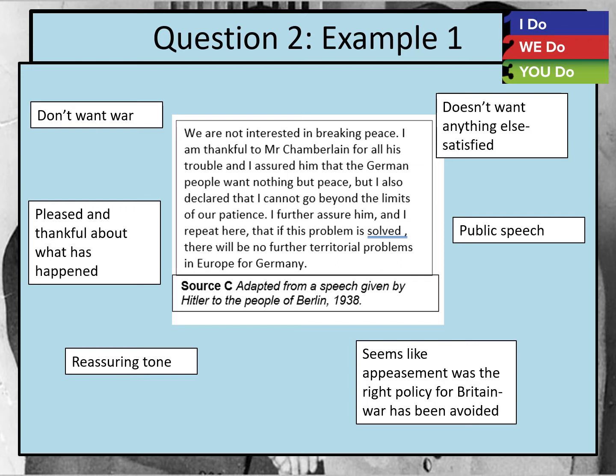So, what's clear from this source? The Germans are making it clear they don't want war. They're not interested in breaking peace. They're pleased and thankful about what has happened. They're thankful to Mr. Chamberlain for all his trouble. Remember, he'd come and gone, hadn't he? He'd been to Germany 3 times in September of 1938 to try and solve what was known as the Sudeten crisis. It's a really reassuring tone.